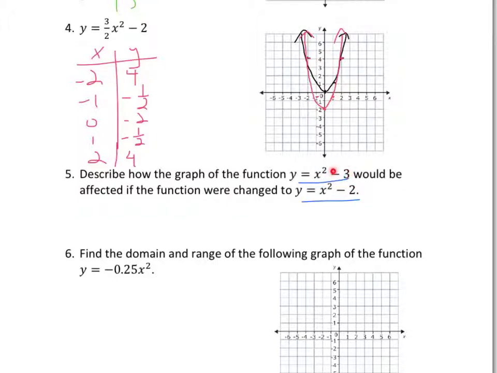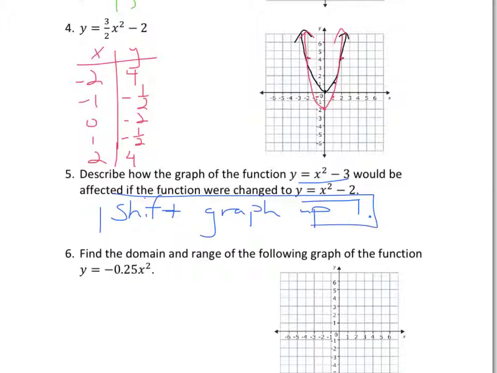We start with negative 3, and then we're going up to negative 2. So what's going to happen? Well, we're moving the whole graph up 1. Shift graph up 1. Okay, that's all that's going to happen between those two.